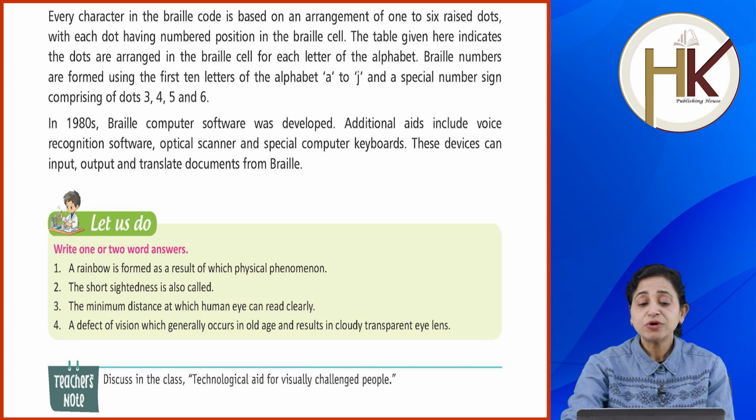Braille numbers are formed using the first 10 letters of the alphabet, A to J, and a special number sign comprising dots 3, 4, 5, 6. In the 1980s, Braille computer software was developed, and additional aids include voice recognition software, optical scanners and special computer keyboards. These devices can input, output and translate documents from Braille.